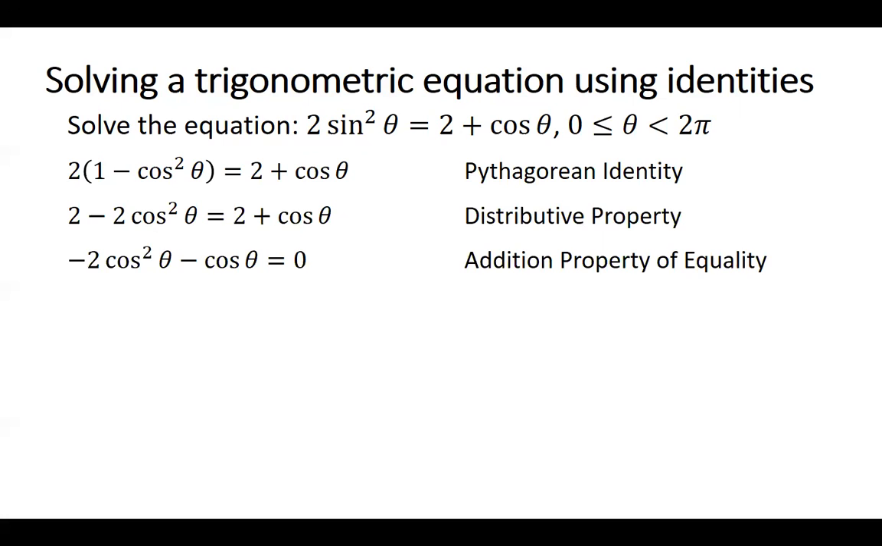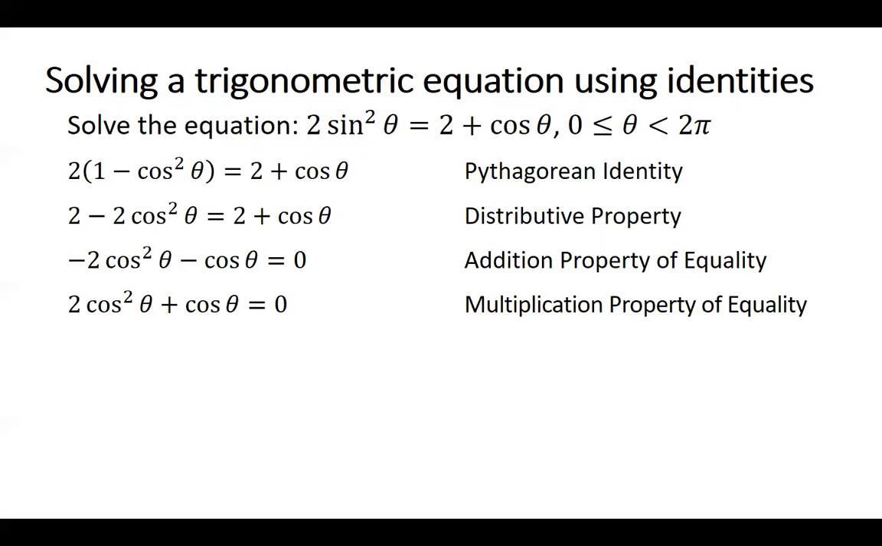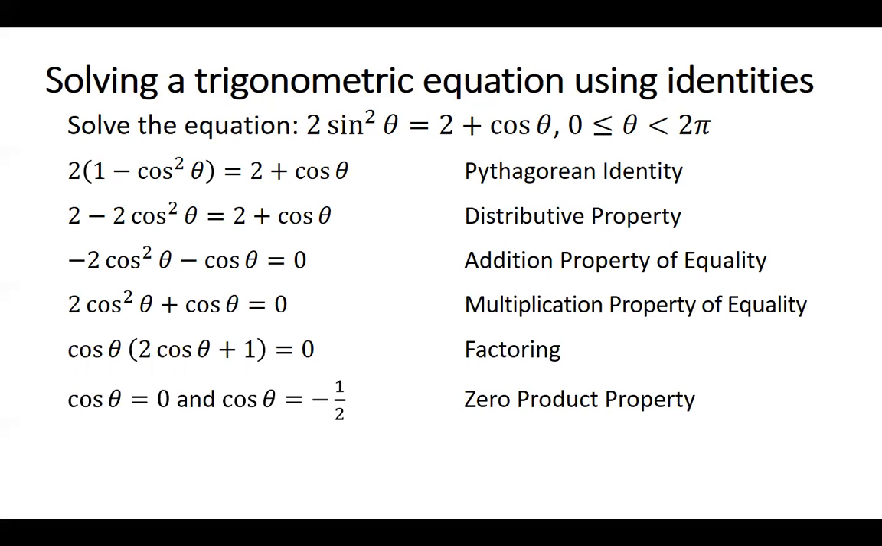Now, you're probably like me and you don't like that negative sign in front of everything, so we can divide through by -1, leaving us with 2 cosine squared theta plus cosine theta is equal to 0. And then I say, wait a second, I can factor that. I've got a common factor of cosine theta. So if I factor that out, I have cosine theta times 2 cosine theta plus 1 is equal to 0. Now I have 2 linear functions. So I can set cosine theta equal to 0, and I can set cosine theta equal to -1/2.